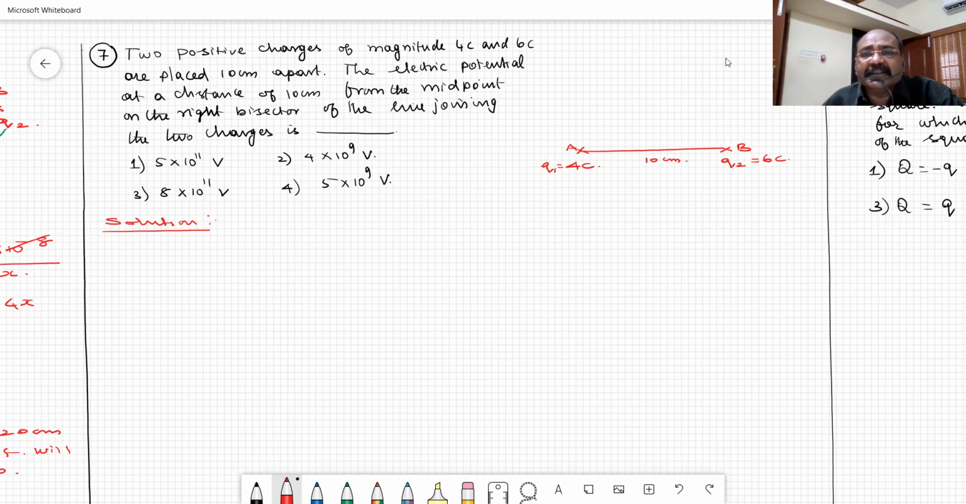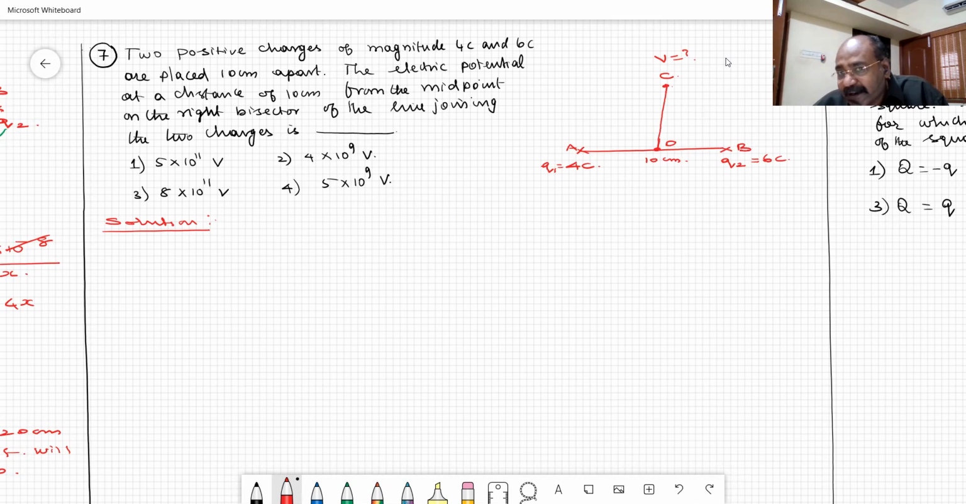See, when you are considering the midpoint, let us take this point O as its midpoint. Now, from this midpoint you consider a right bisector, that is, you are taking a line like this. When you are considering a right bisector, let us take this point as C. At this point, you are asked to calculate the total potential.